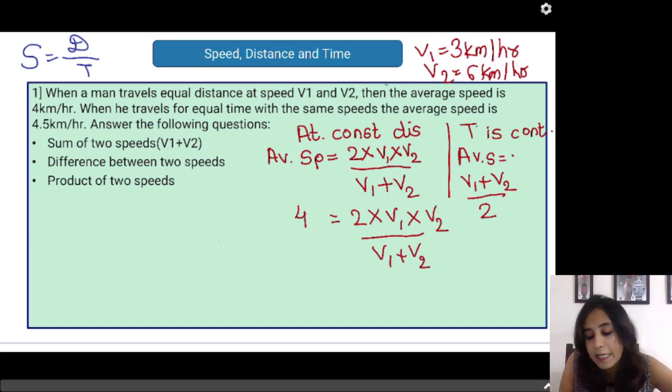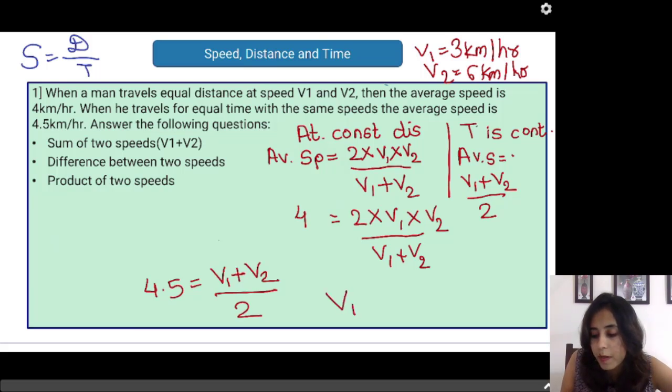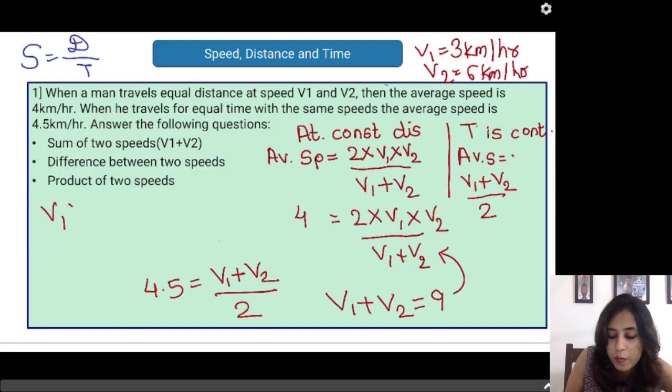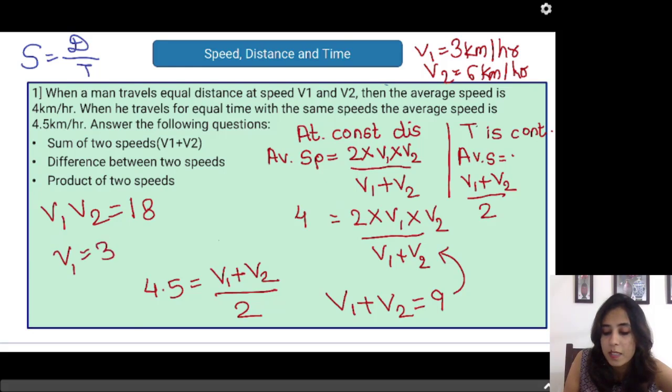Also, when my t is constant, I am given that my average speed is 4.5. So this also I substitute, 4.5 is equal to V1 plus V2 upon 2. So I get the value of my V1 plus V2 as 9. I substitute this value here and I get the value of my V1 V2 as 18. So my V1 is 3 kilometers per hour, sorry, and my V2 is 6 kilometers per hour.